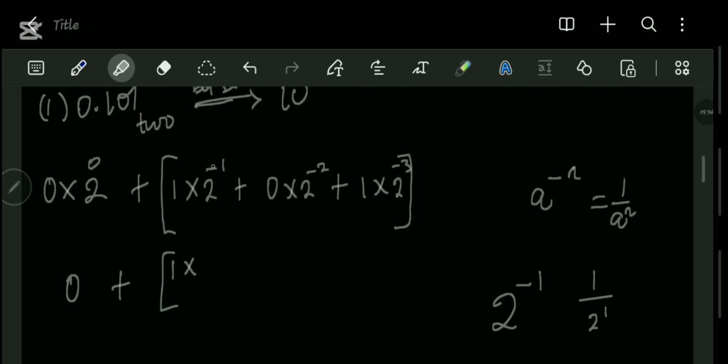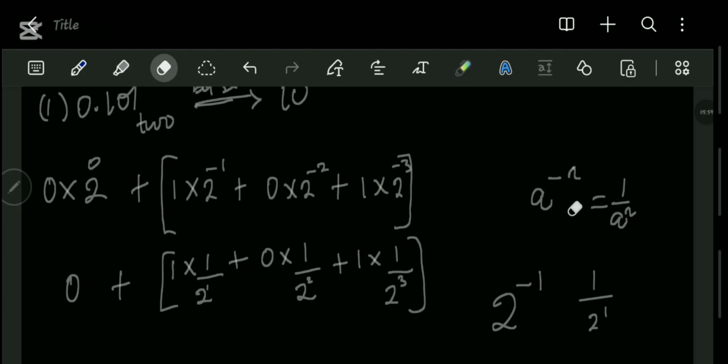So this one has a negative sign, and that negative sign is the inverse of 2 raised to power 1. Then plus, this one is 0 multiplied by, the negative here is the inverse of 2 raised to power 2, plus 1 multiplied by, the minus here is the inverse of 2 raised to power 3. Let's get rid of this.